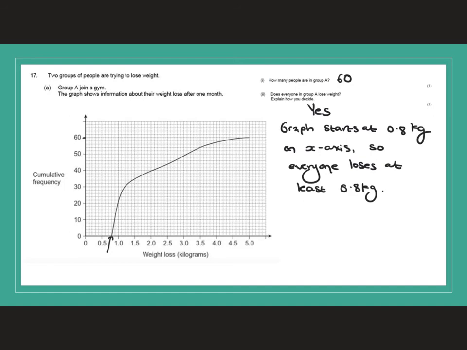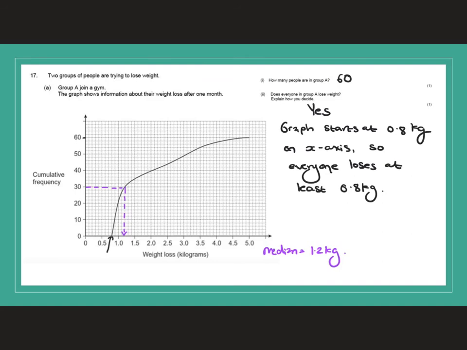In part B of this question, we need to know the median weight loss for Group A. So I'm actually just going to mark it here on this graph now because it will come up on the next slide. So there's the 30th person, halfway along 60. Scroll down here and the median is equal to 1.2 kilograms, which we'll need in a minute.